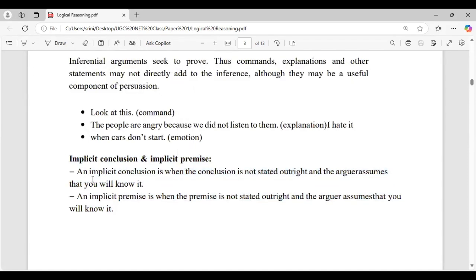I will add it. So both say that in an implicit conclusion the conclusion is not given. The conclusion is already there, so we need to understand it. We have to read between the lines to derive the conclusion. And for implicit premises also there is no straight meaning. It is again read between the lines.